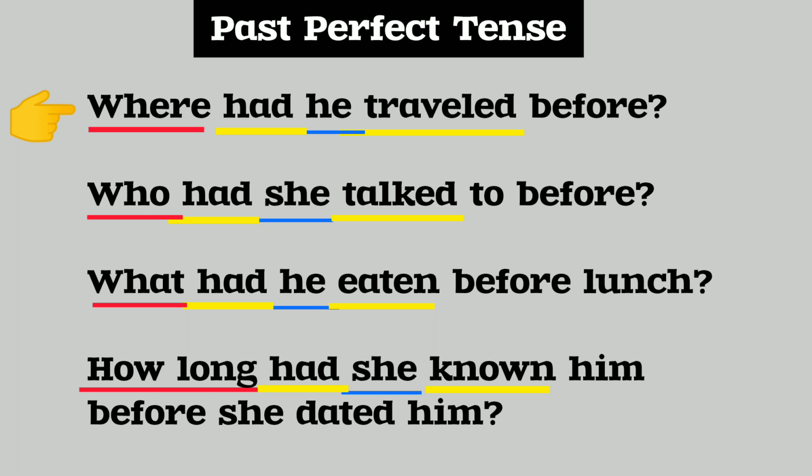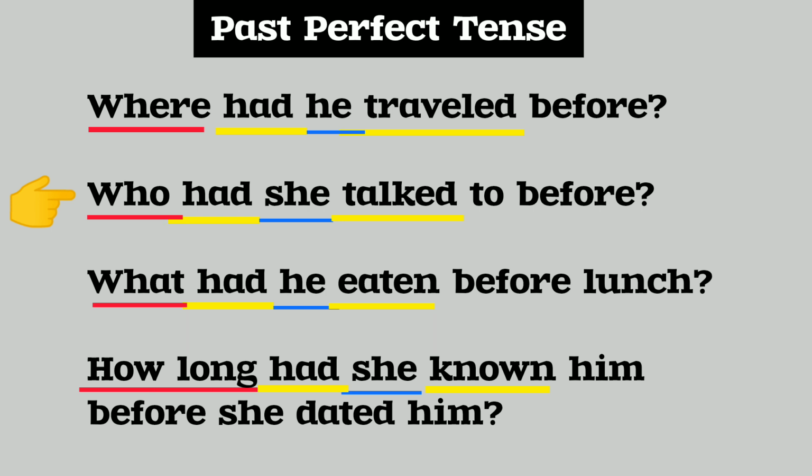The next one, who had she talked to before? It is the same thing. WH question and then had she followed by the past participle verb. You will notice here that we have used the word before, but we did not write any specific moment or time. If you see that, it simply means before now.